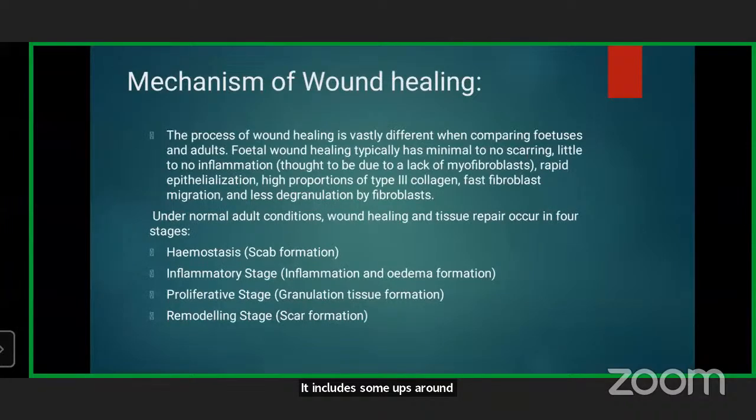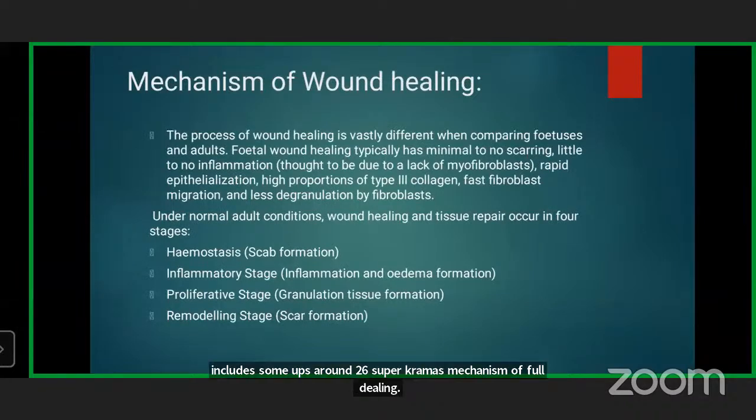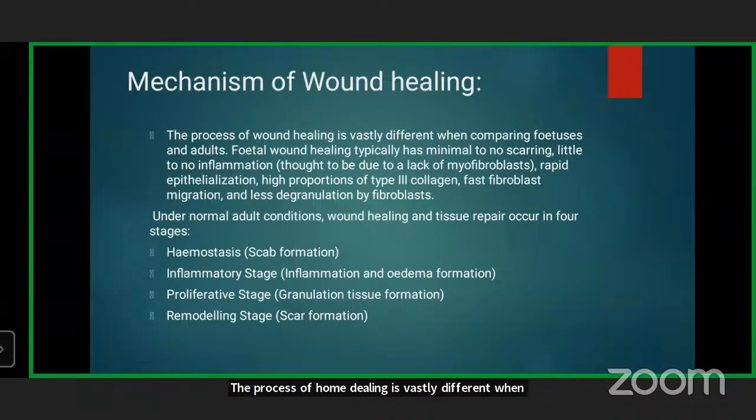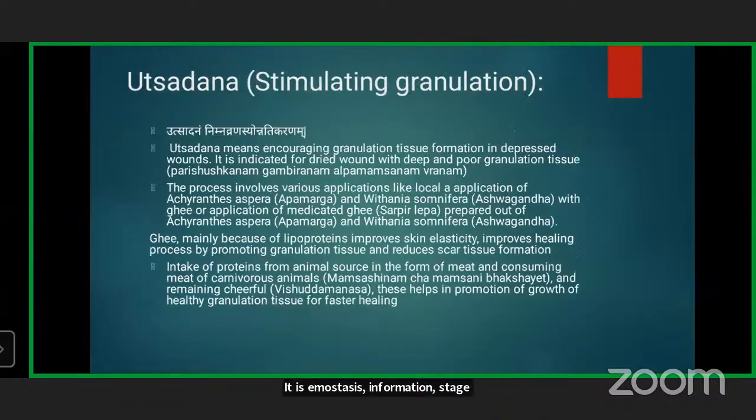Mechanism of wound healing. The process of wound healing is vastly different when comparing fetuses and adults. Fetal wound healing typically has minimal to no scarring, little to no inflammation, thought to be due to lack of myofibroblasts, rapid epithelialization, high proportions of type 3 collagen, fast fibroblast migration, and less degranulation by fibroblasts. Under normal adult conditions, wound healing and tissue repair occur in 4 stages. It is hemostasis, inflammatory stage, proliferative stage, and remodeling stage.